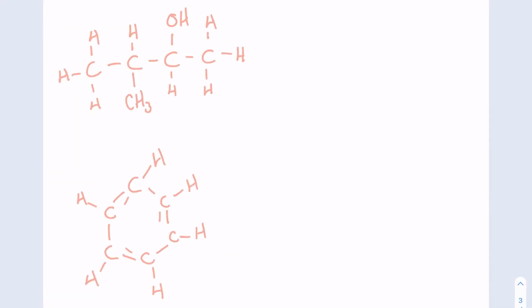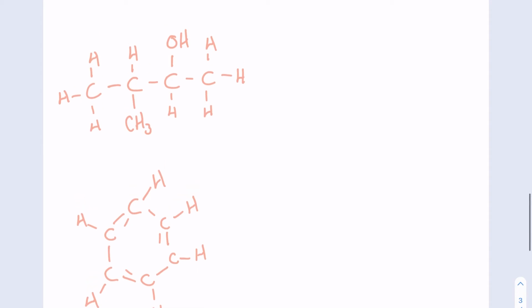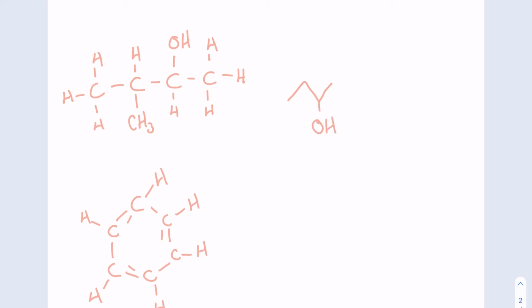Here I've drawn 2 examples, and I'm going to show you how to draw them in the skeletal structure. The first one, we've got a carbon chain with an OH group and a branch. We've got 4 carbons, which would look like this. Now our OH is on the carbon second from the right, and our branch is on second from the left, like so. So that is the same thing.